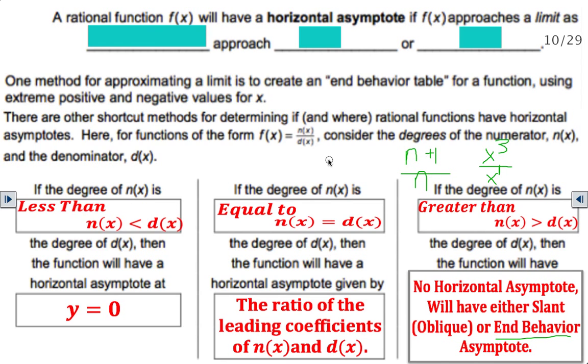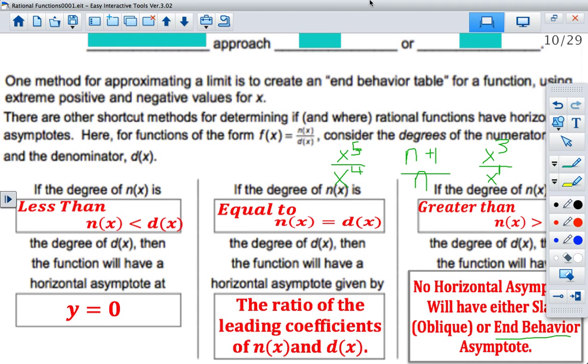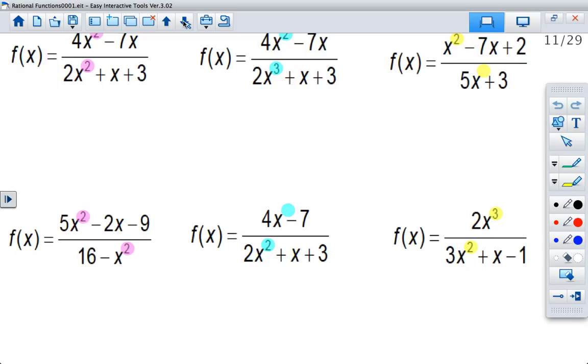And then if you had, let's say, x to the 5th power over x to the 4th power, where the difference is only 1, then you would have a diagonal asymptote. So in this case, your numerator's degree has to be greater than the denominator's degree. So let's look at what we do in those situations.